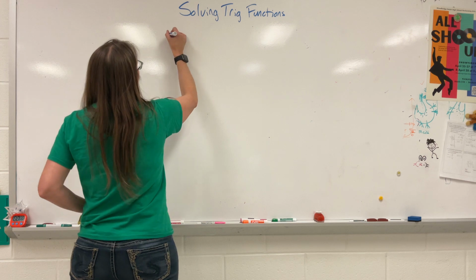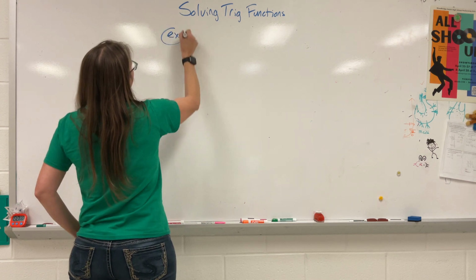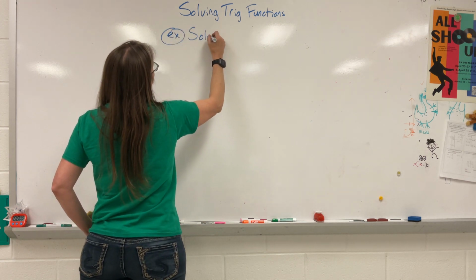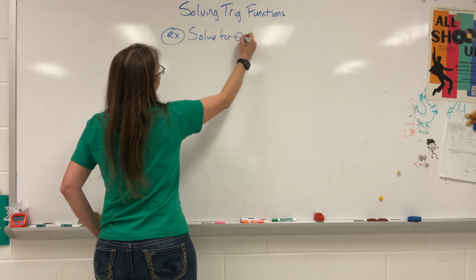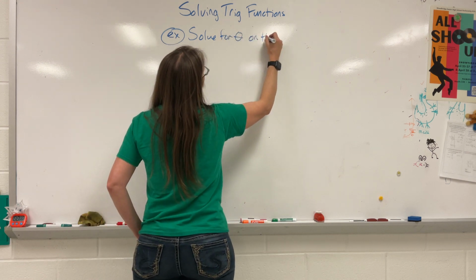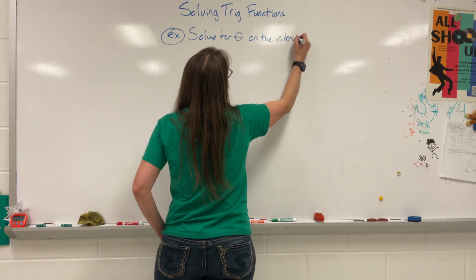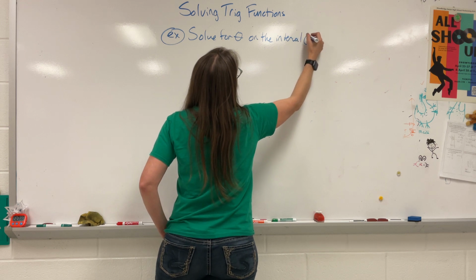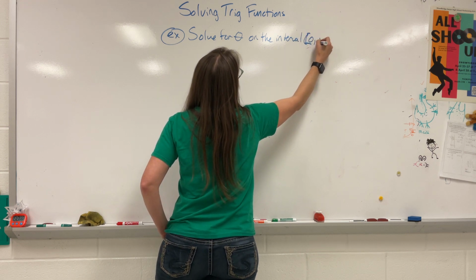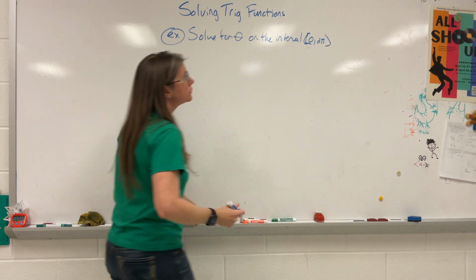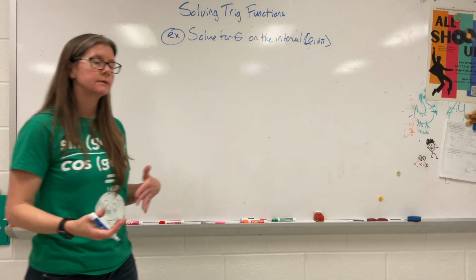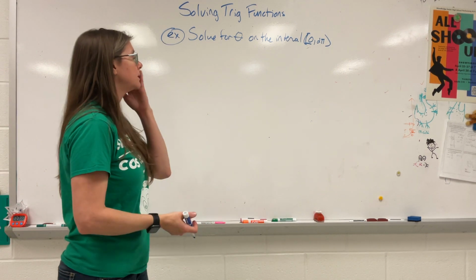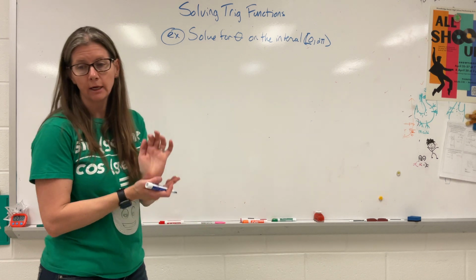So for my next example, you're going to solve for theta on the interval from 0 to 2 pi. We don't include both 0 and 2 pi because they take you back to the same spot, so you'd end up repeating solutions. It's not going to come into play here.